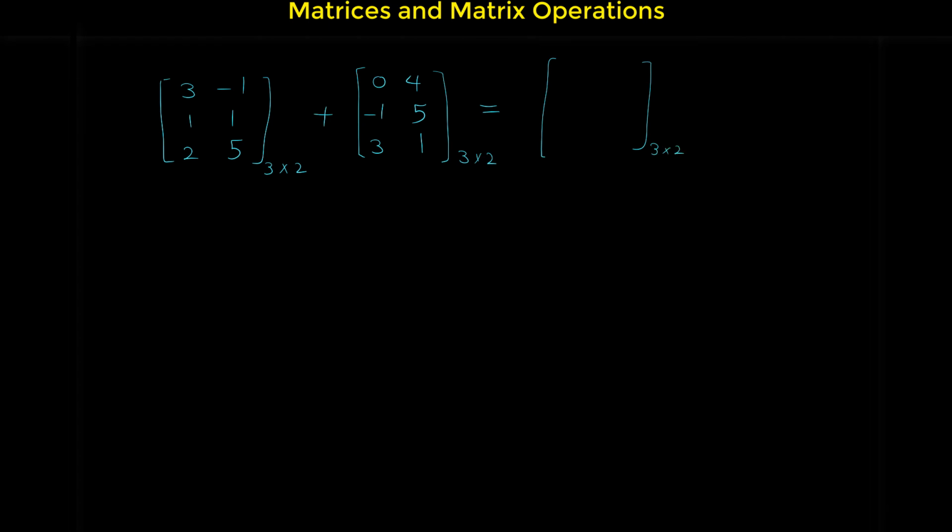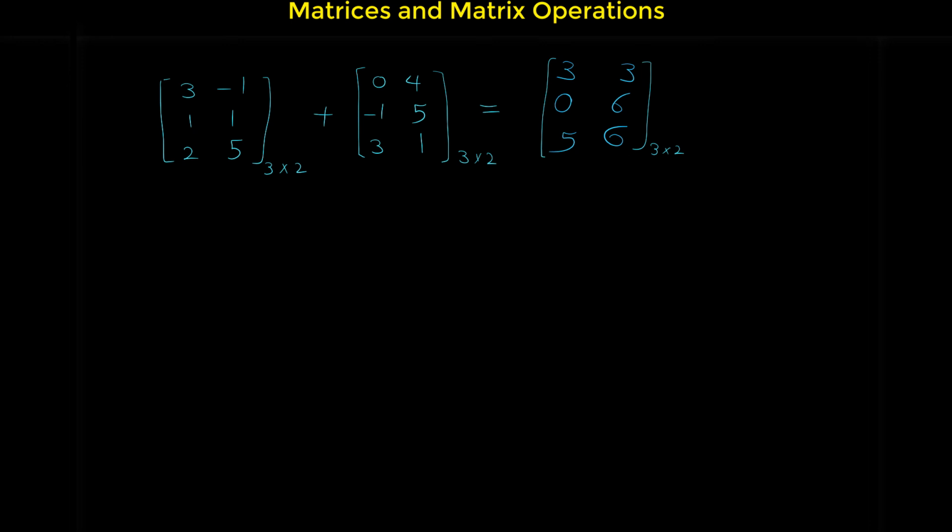Adding or subtracting two matrices is really simple. How do we add them? Add the corresponding terms to each other. These are corresponding elements. 3 plus 0 is 3. Negative 1 plus 4 is again 3. 1 plus negative 1 is 0. 1 plus 5 is 6. 2 plus 3 is 5. And 5 plus 1 is 6. So if we add these two matrices, we get this matrix.